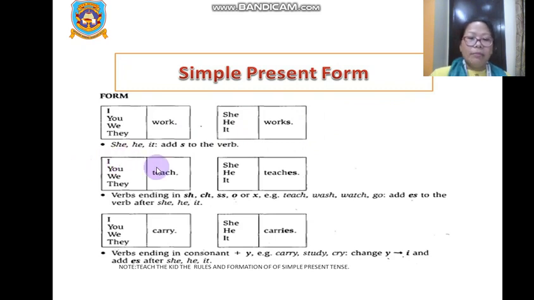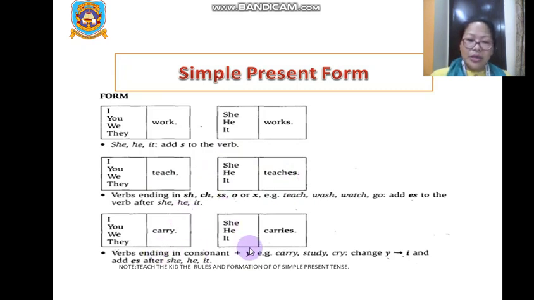Alright, now again here in the first and second person there is no change. But in the third person, if the verb ends with sh, ch, ss, or x, then we add es to the verb. Like I teach, you teach, she teaches, he teaches. So if the verb is ending with sh, ch, ss, or x, and the subject is a third person, then you will add es to the verb.